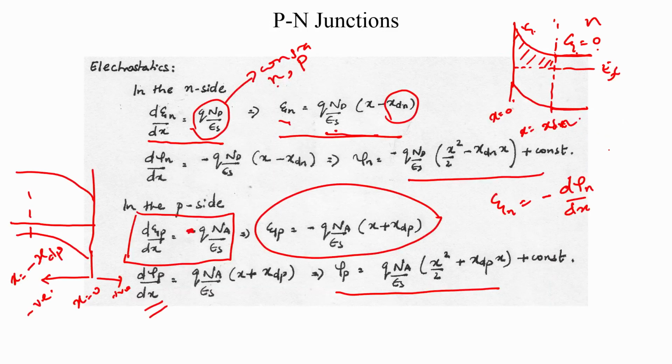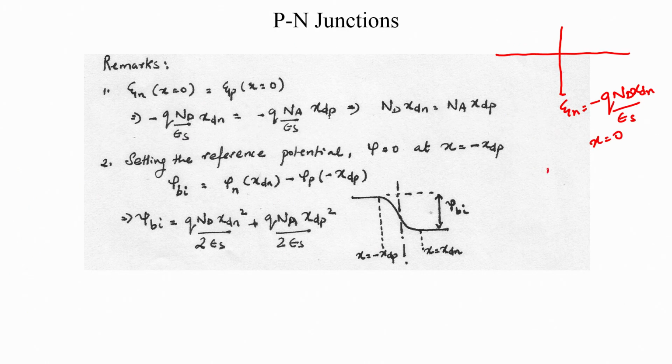And if you use the expression for the electric field on the p side and substitute x equal to 0, you end up with an expression of Ep at x equal to 0 is minus qNa xdp by epsilon s. Now, we are talking about the same field, for the field has to be continuous. So, you have an electric field that varies like this and varies in this manner, with that being your xdn and that being your minus xdp.